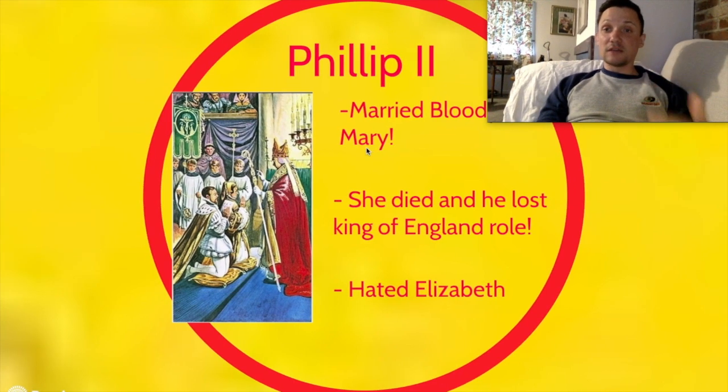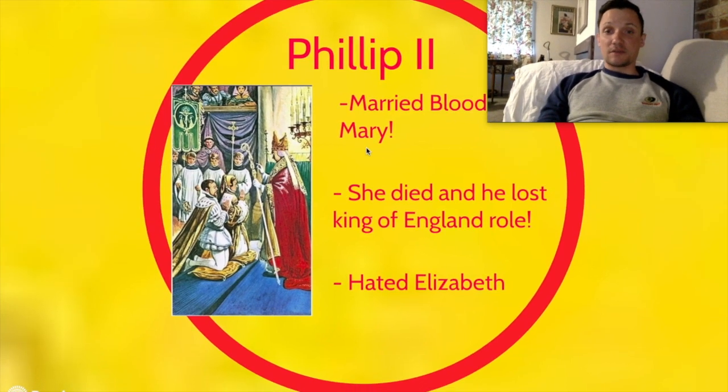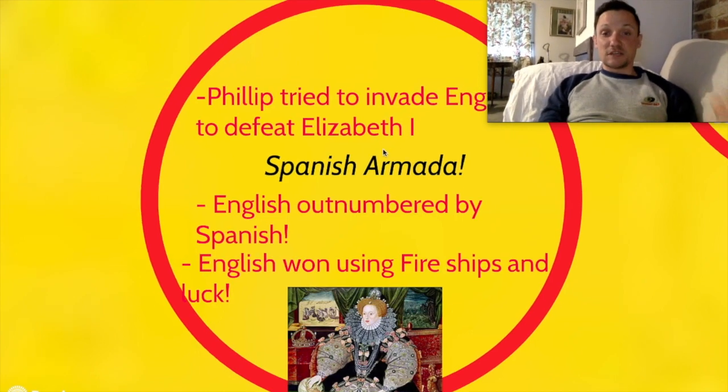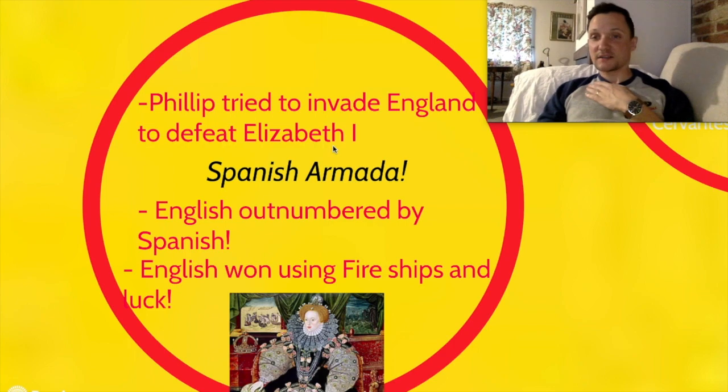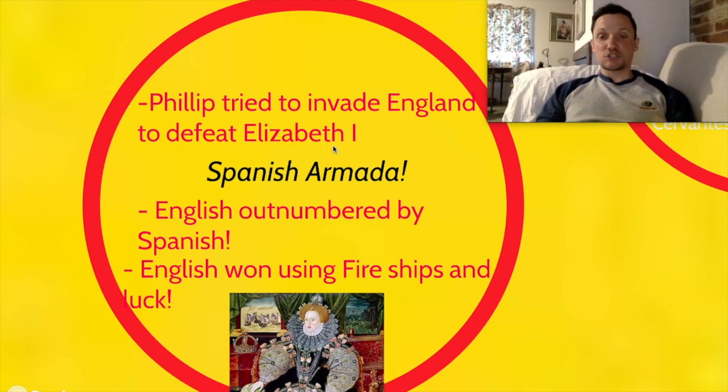So rule of England is going to pass to Elizabeth, right? So Elizabeth I takes control of England. Philip believes that since she's a dirty, nasty Protestant, he's going to go in there, destroy her, and reestablish himself as the King of England and as a Catholic ruler. So that brings on the massive event, put a star next to this thing, the Spanish Armada, right?